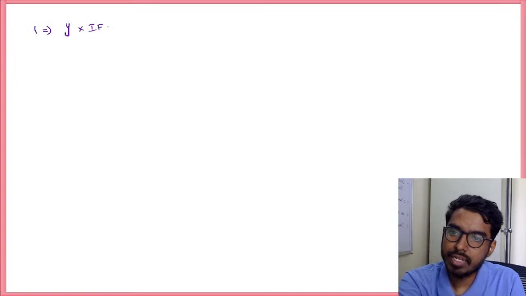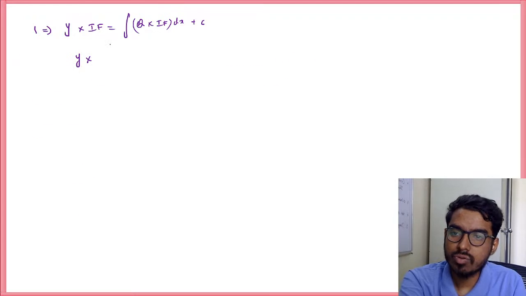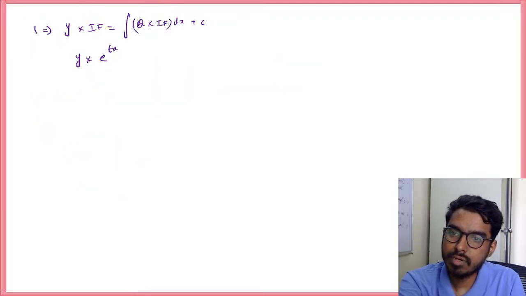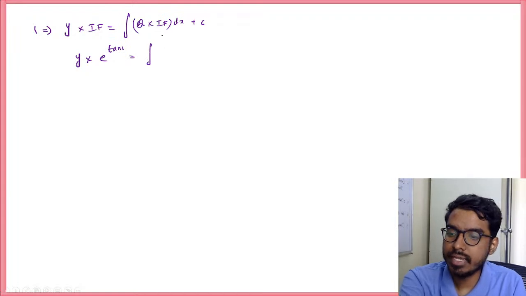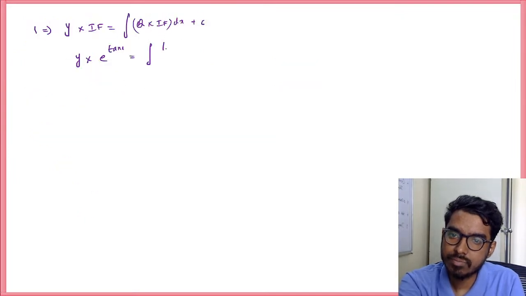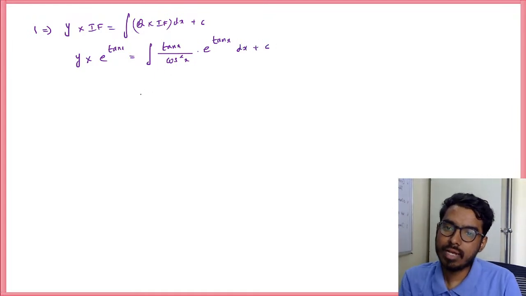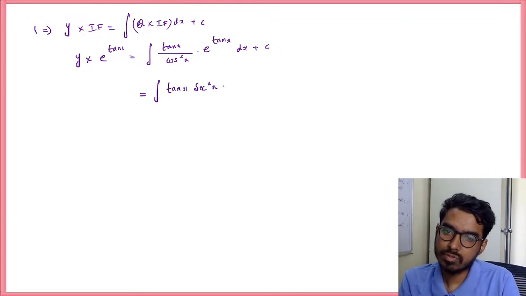y into integrating factor is equal to integration of q into integrating factor dx plus c. Y into integrating factor e power tan x is equal to integration of q into, what is q? Q is tan x by cos square x, right? Into integrating factor e power tan x dx plus c. So 1 by cos square x, I can write it as secant square x. Tan x secant square x e power tan x dx plus c.